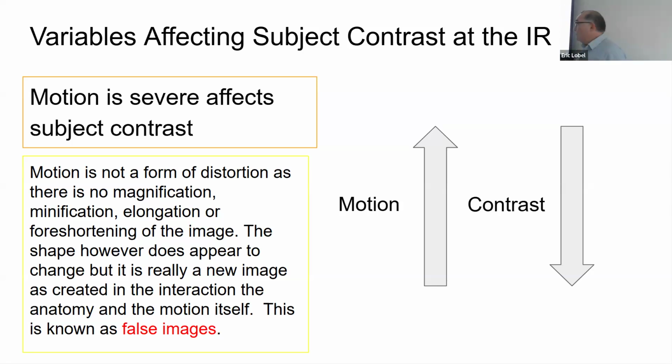And of course, when motion is increased and not compensated for, I would probably argue that not only does contrast go down, but certainly spatial resolution also.